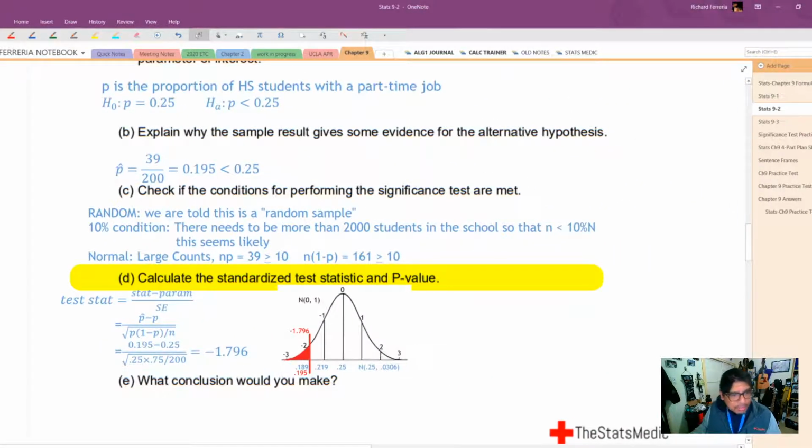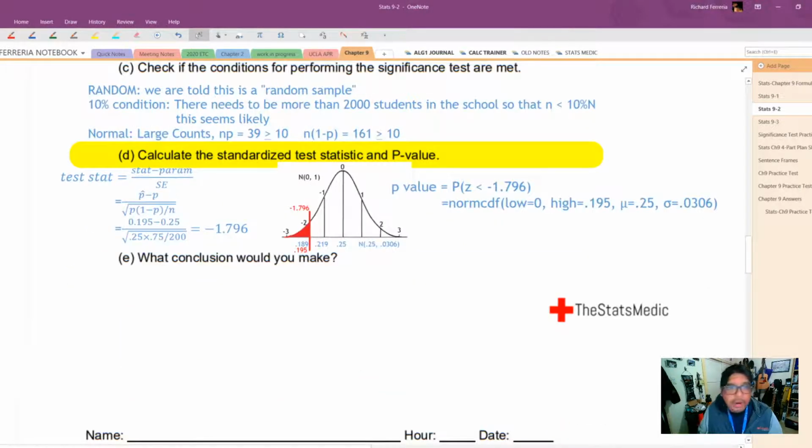And lastly, we should write down our p-value. It's going to be the probability that z is less than negative 1.796. On your calculator, it would be the normal CDF, low of 0, high of 0.195, mu of 0.25, and sigma of 0.0306. And I got myself a p-value of 0.0361.